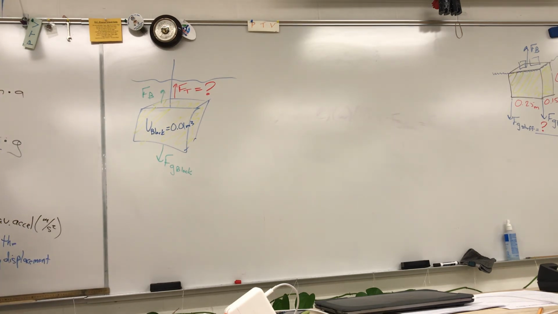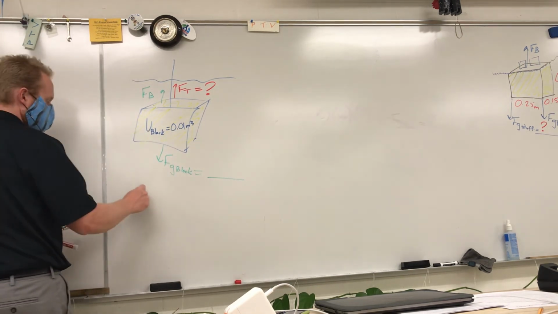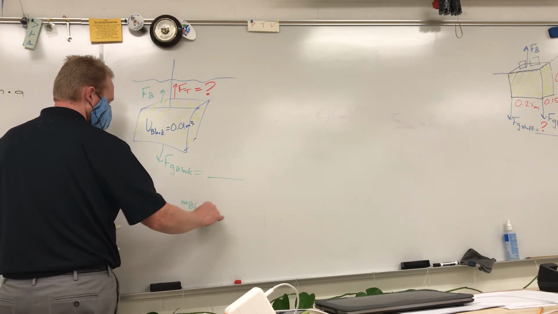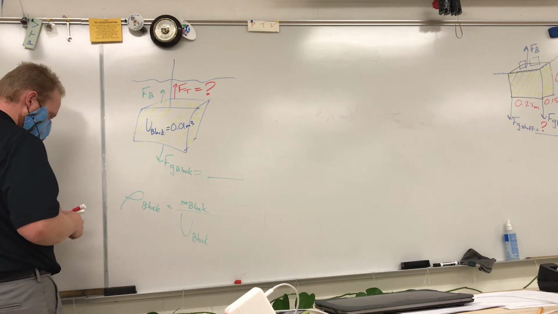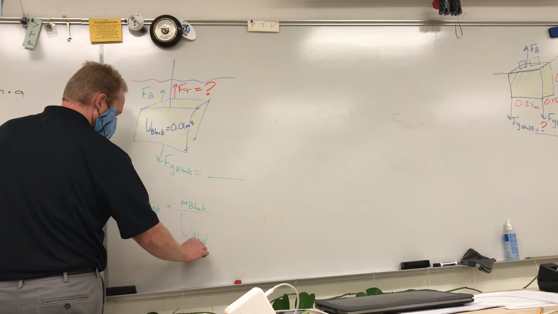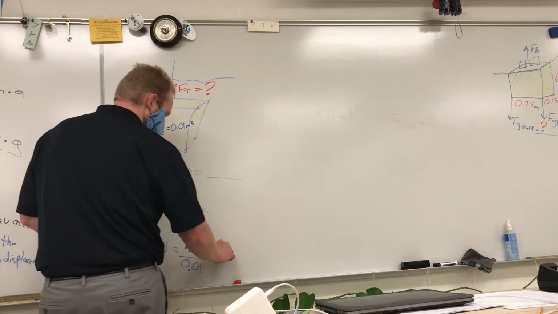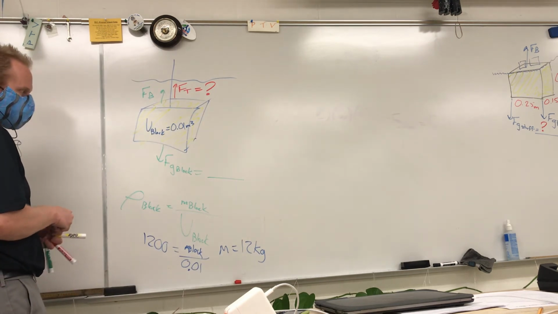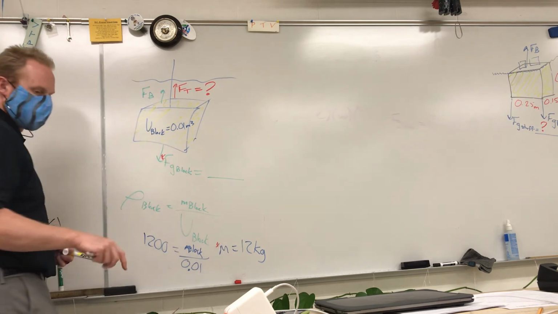So those are our 3 forces. Again, I'm not nice enough to give you the mass, so we have to say the density of the block is equal to the mass of the block over the volume of the block. This is a pretty common calculation that I ask you to do. So the density was 1,200, the mass is our unknown, the volume is 0.01 cubic meters. When you cross multiply and divide, we get 12 kilograms. Then we can use this 12 kilograms to calculate the F of G.